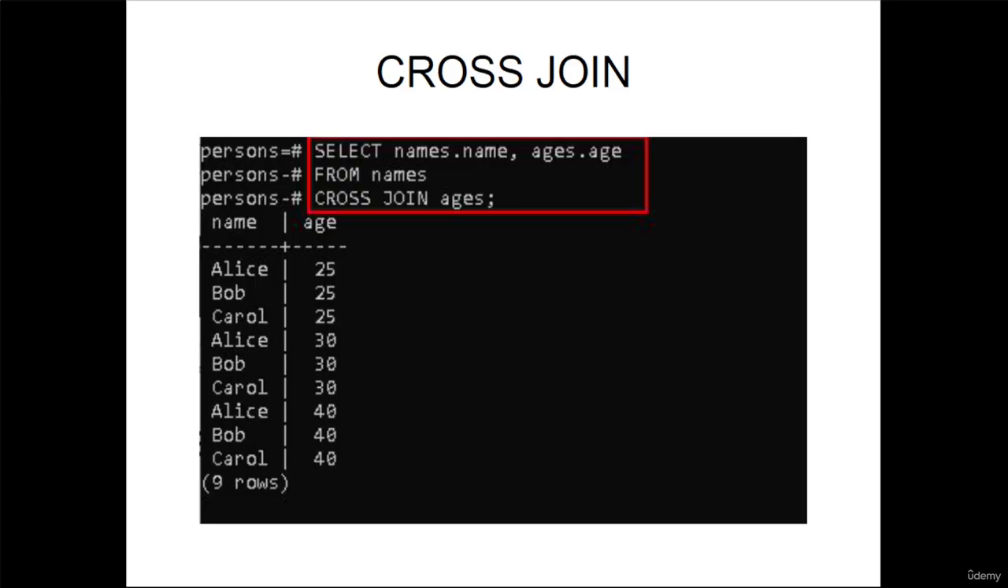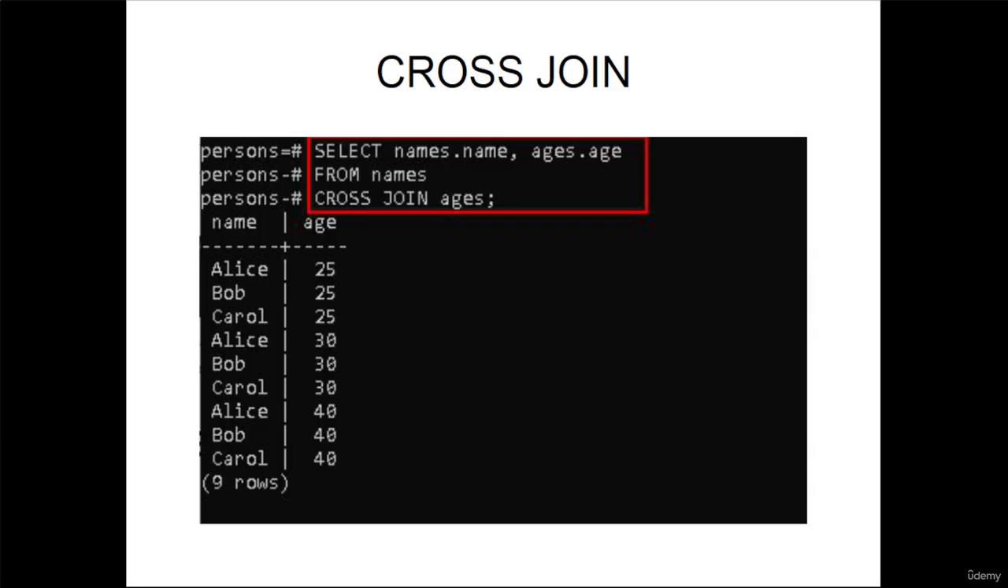Cross join in action. The cross join combines every row from two tables, creating a Cartesian product. Let us see it in action with a simple example and understand its impact. SELECT names.name, ages.age FROM names CROSS JOIN ages. The result is Alice 25, Bob 25, Carol 25, Alice 30, Bob 30, Carol 30, Alice 40, Bob 40, Carol 40. What is happening?